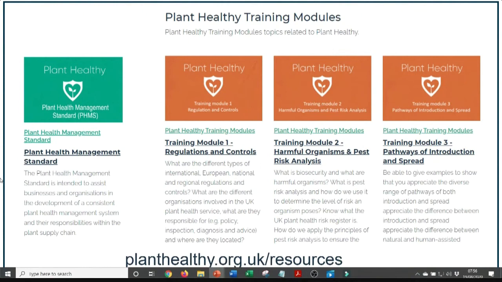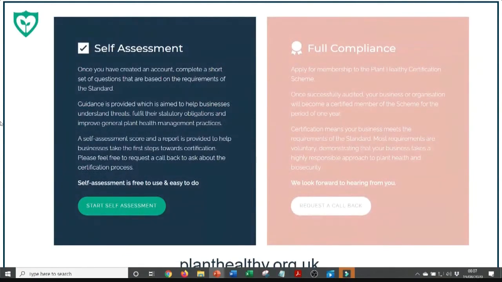In this section, you will also find the Plant Health Management Standard itself and training modules to help you and your colleagues learn about the regulatory frameworks and the principles of plant biosecurity. On the website, there is a self-assessment tool to help you start applying the Plant Health Management Standard. It is free and easy to use.